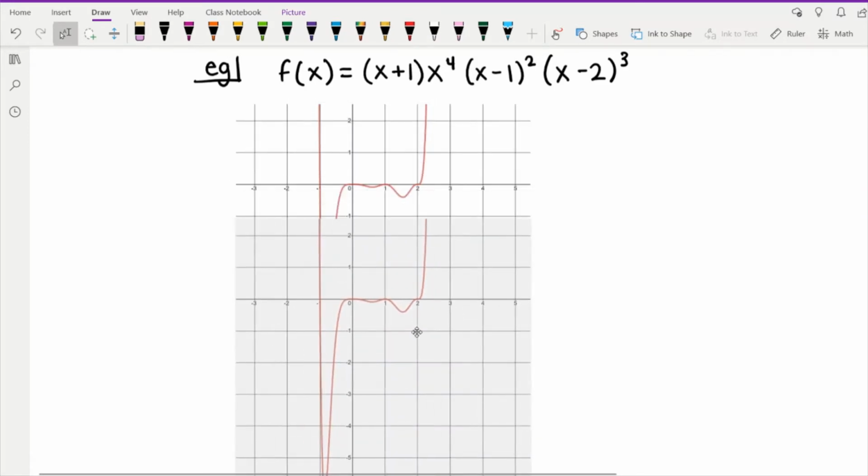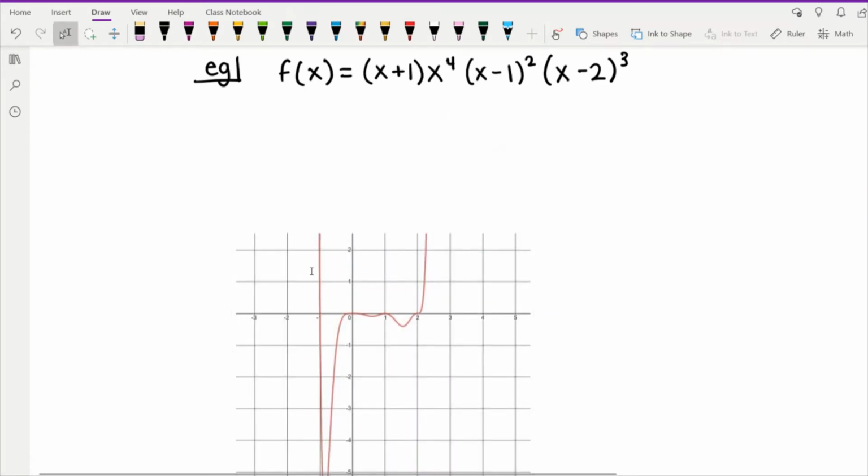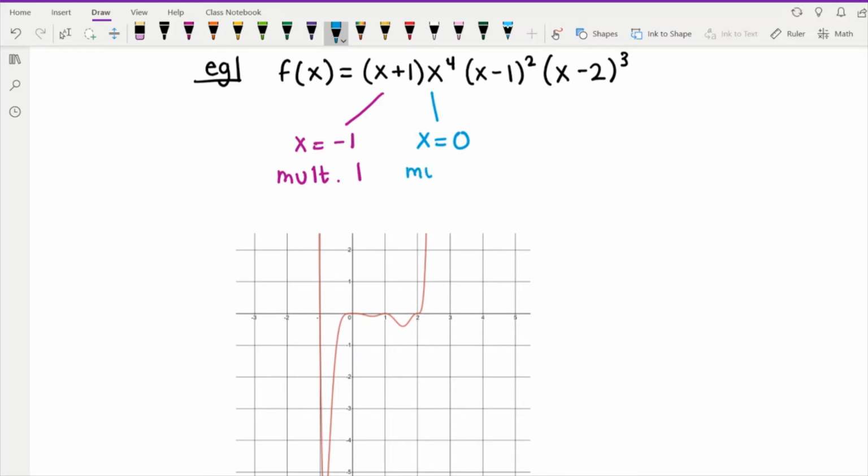So let's write down first the zeros and their multiplicities, and then we'll connect that to what we're seeing in the graph. What are the different zeros we have? Well, we have x is equal to -1. If we set x plus 1 equal to 0, we would get x is equal to -1. And in that case, the multiplicity is just 1, because the factor only appeared once. If we look at this next one, if x to the fourth is equal to 0, that tells us x is equal to 0. And what is the multiplicity in this case? It's multiplicity 4, because we have x to the fourth.